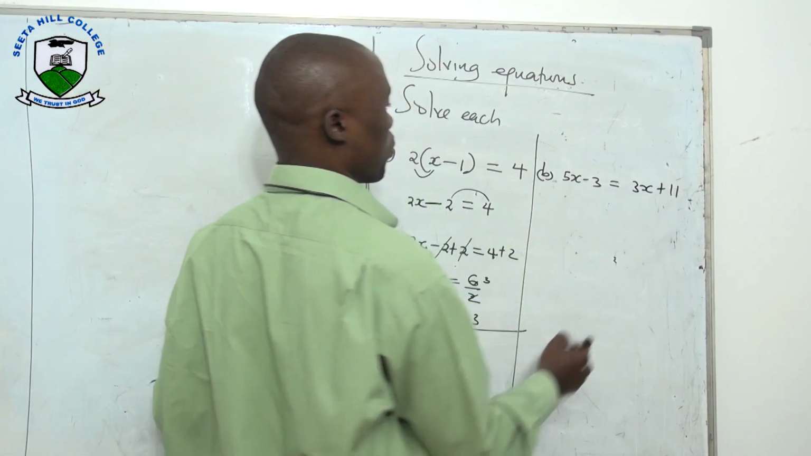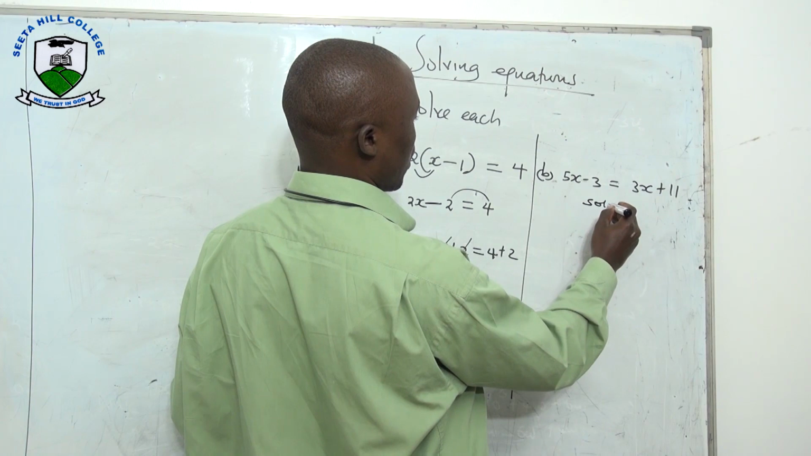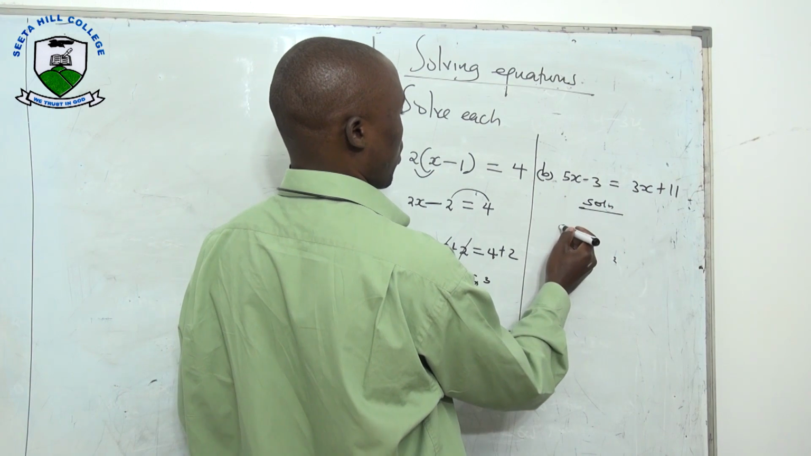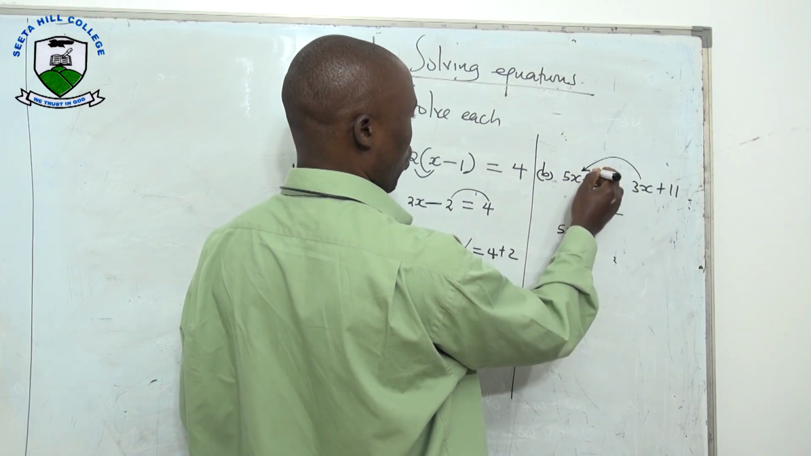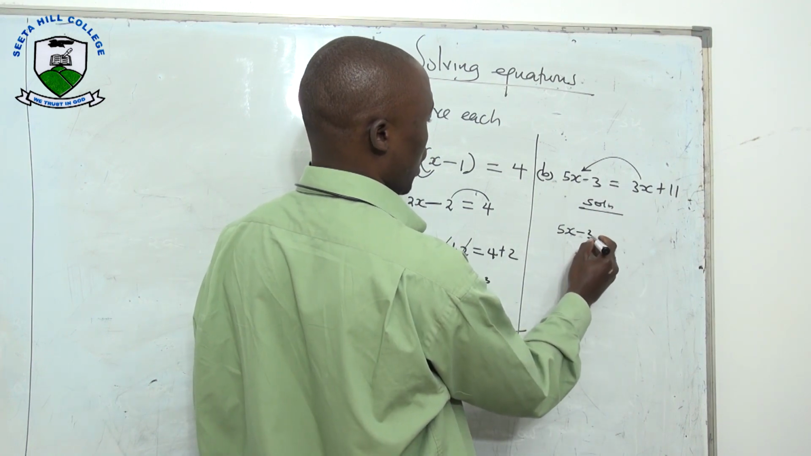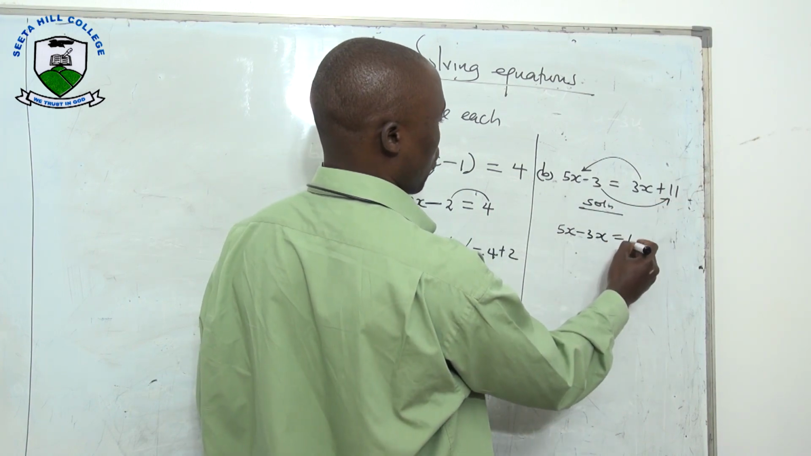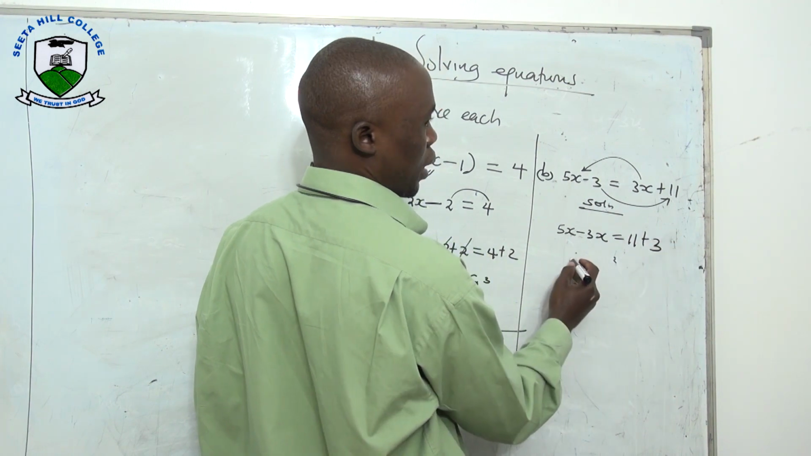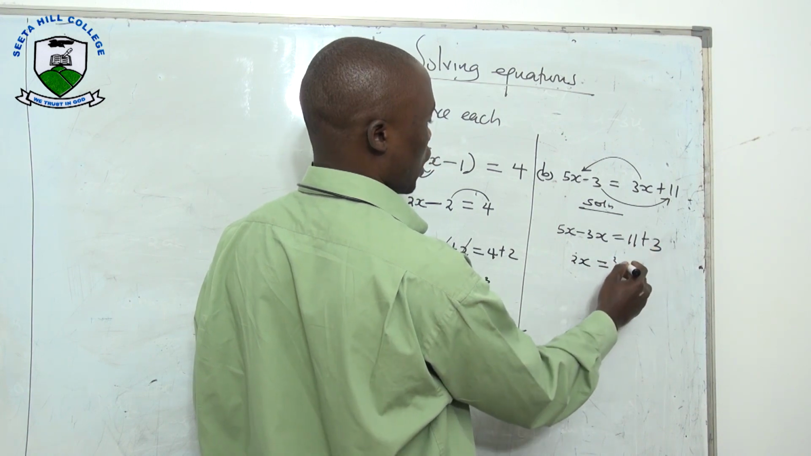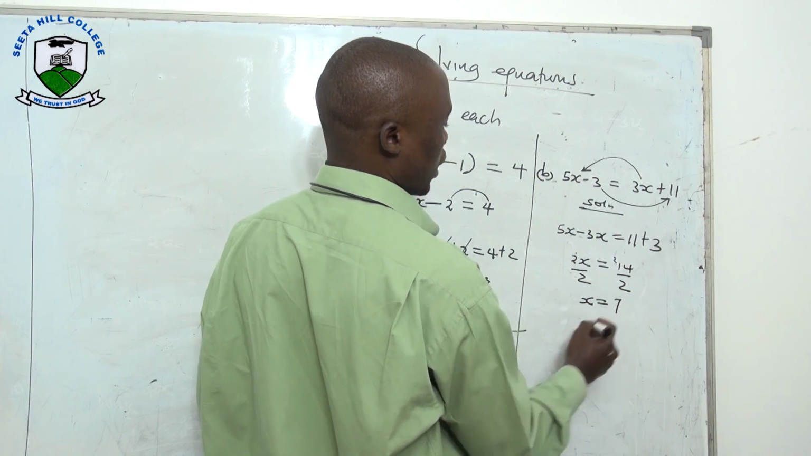3x plus 11. We move, not so? How do we handle that? Solution? 5x minus 3. When you cross equal signs, you change the sign. Yes. It's positive, it becomes negative 3x. Then this has to cross. It will become a positive. Therefore, you have 11 plus 3. That gives you 2x equal to 14. Out of 2, x equals 7.